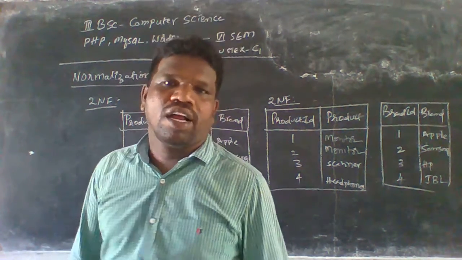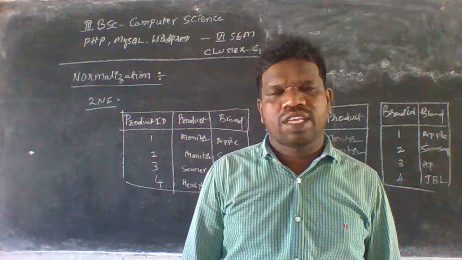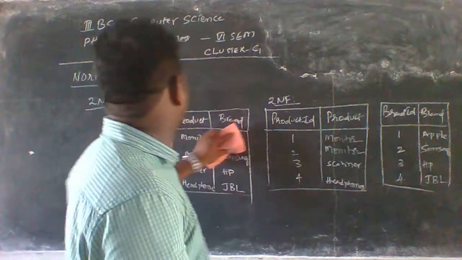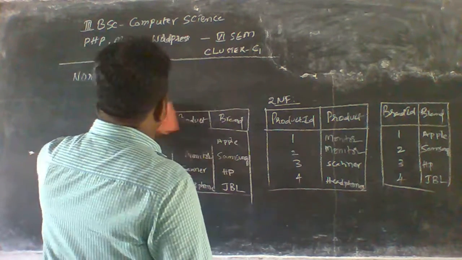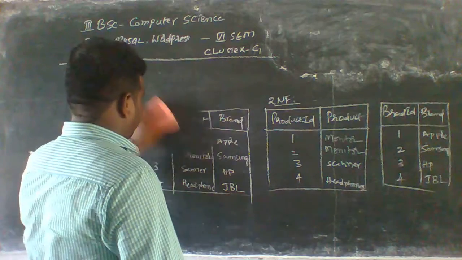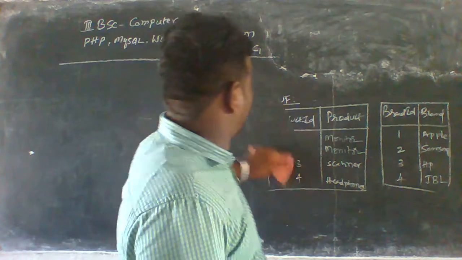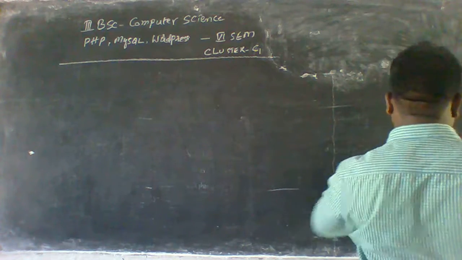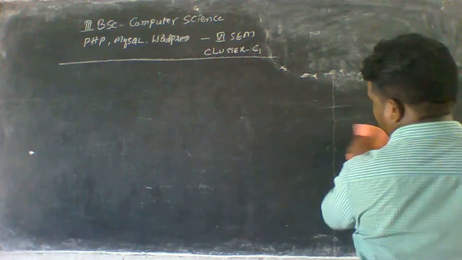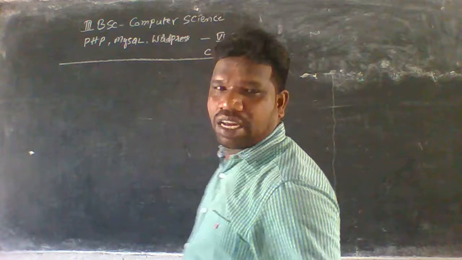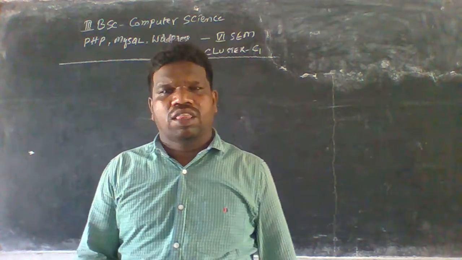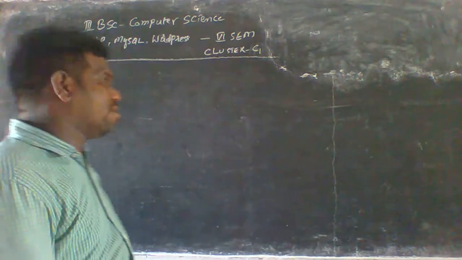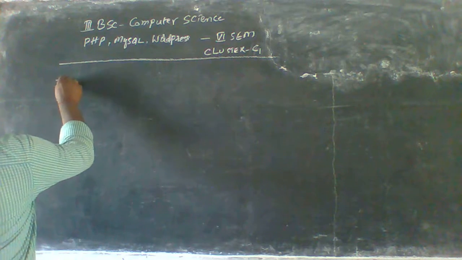Next, I'm going to talk about the third normal form. This was the first normal form, and the second normal form. Now I'm going to talk about the third normal form. The third normal form can be defined like this.